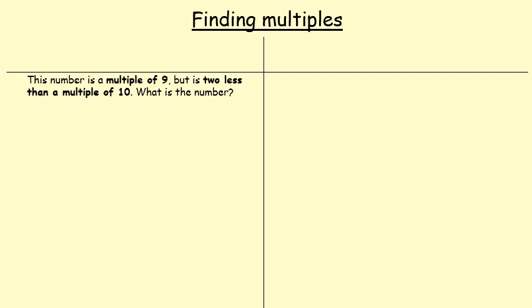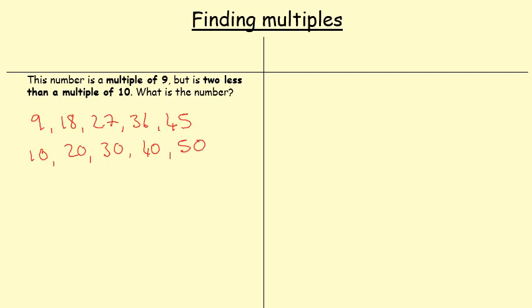Okay, another example of a question you might get. We've got a number that is a multiple of 9, but 2 less than a multiple of 10, and we want to know what that number is. Now, all I would do here is use my listing method for finding multiples. I would list out my 9 times table and my 10 times table together, and I'm going to look for a gap of 2 between my 10 times table and my 9 times table.